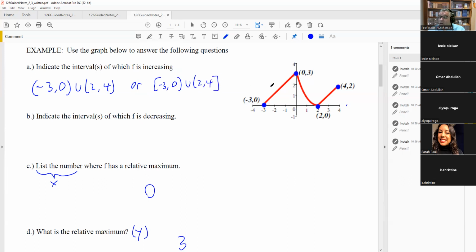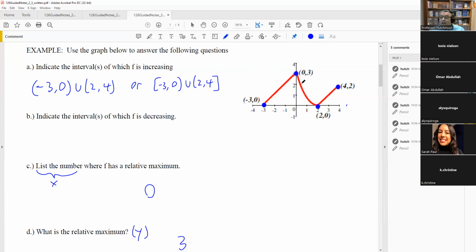So this is actually correct as well, because we have brackets on -3 and 4 because these are closed circles. Now, what you might be asking yourself is, why don't 0 and 2 have brackets on them? Because those are also closed circles as well.